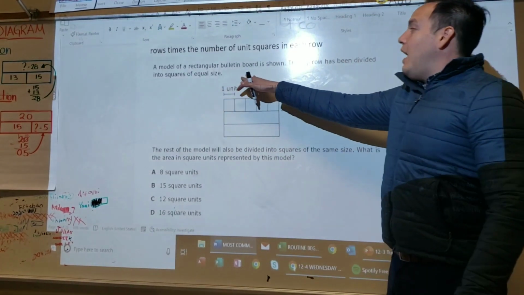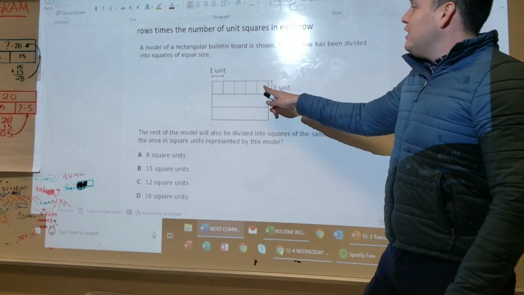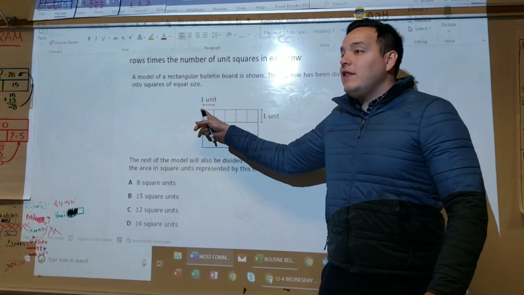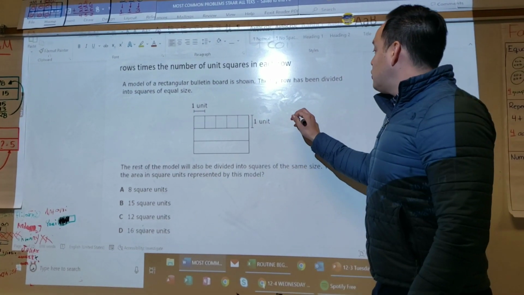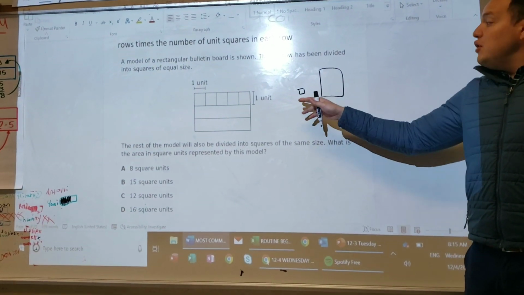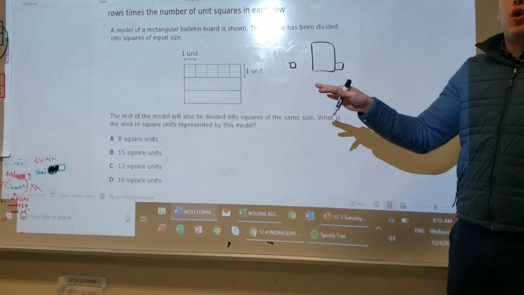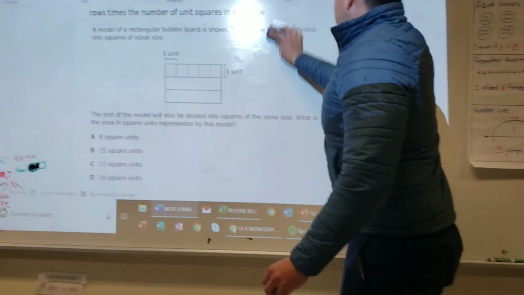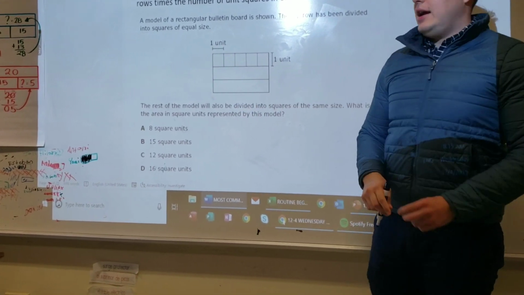Now, a model of a rectangular bulletin board is shown. The top row has been divided into squares of equal size. Remember, when we're dealing with area, all of the squares must be the same size. If I have one little square like this and then a big one, are these two the same? No. If you have one little square and then a big square, that's wrong, okay? No se caigan en la trampa, okay? They have to be exactly the same size.